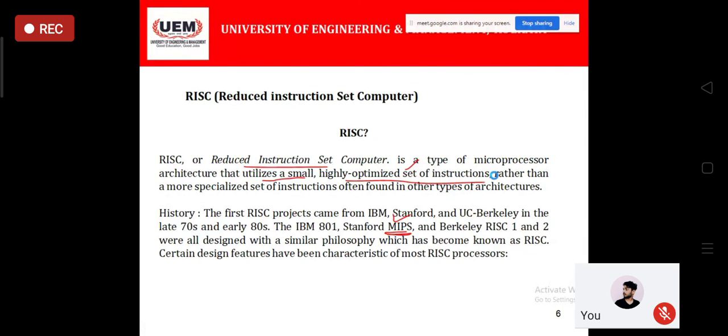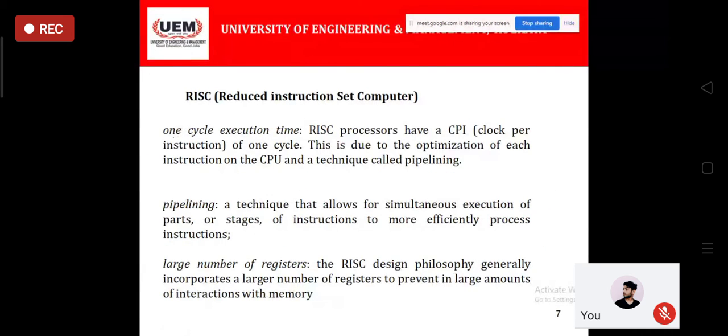Okay. Now, one point I would like to say is the one cycle of execution time they require, that is CPI. What is CPI? Please note down the question. What is CPI? It is clocks per instruction. How many clock cycles does it require? They require actually a single clock cycle to execute it.